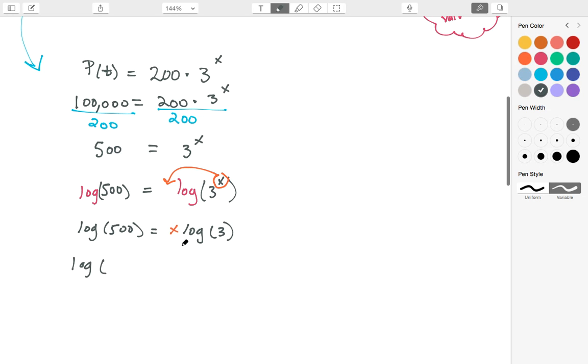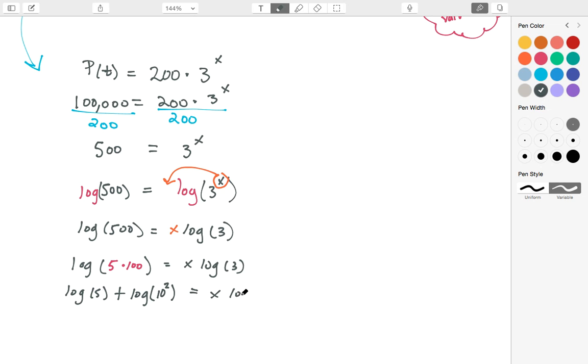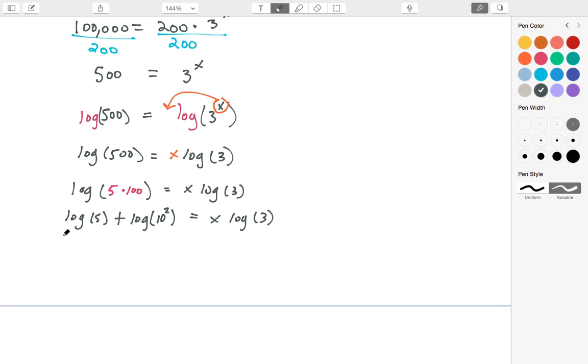So this log 500 is going to become 5 times 100, and if I want to expand this, I'll get log of 5 plus log of 100, which is the same thing as log of 10 to the second power, equal to x log of 3. Okay, and at this point, I know that log of 5 is just going to stay the same, and log of 10 to the second is just 2, equal to x times log of 3.